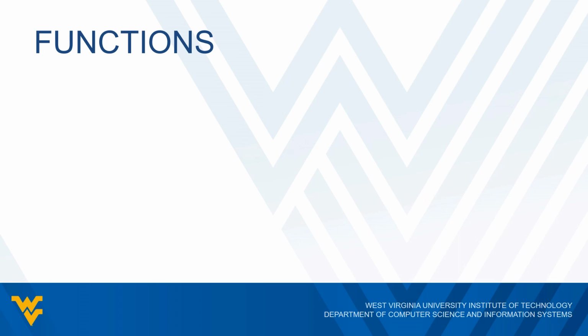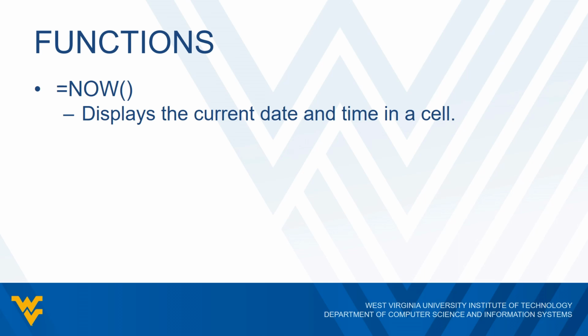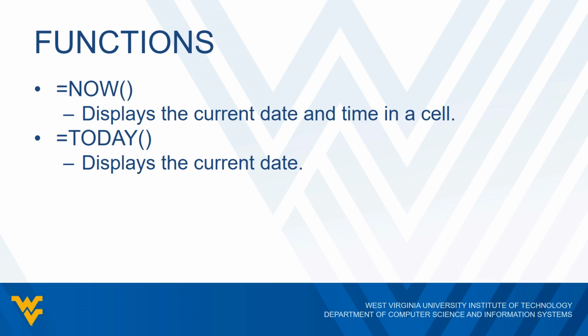The next function we'll take a look at is the now function. And this just simply displays the current date and time in a cell. So it'll just display both pieces of information in a single cell. There is a variation of it called today, which just simply displays the current date. And notice that in both of these functions, we don't have any arguments inside the parentheses. And that's because there are some functions where there just aren't any arguments. That's perfectly fine. So we still need to include the parentheses. That way Excel realizes that it is a function, but there's just nothing in between.